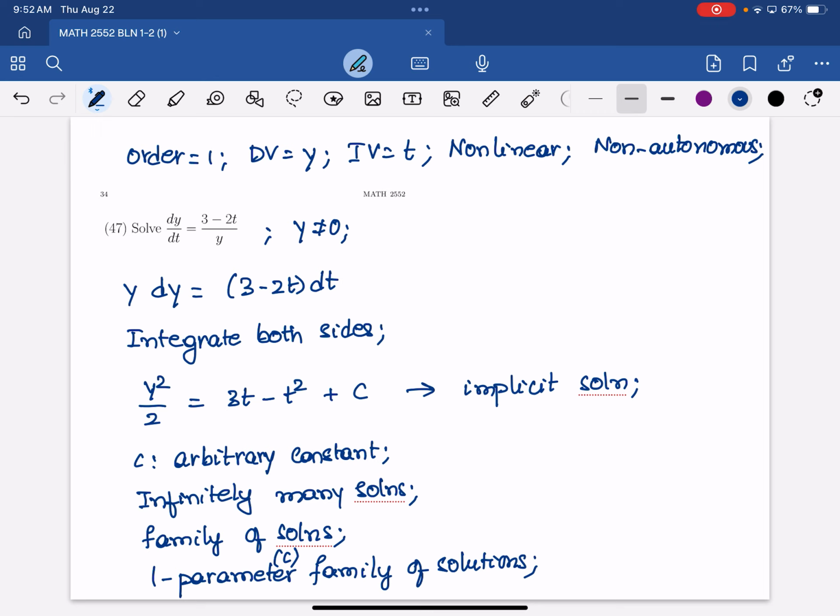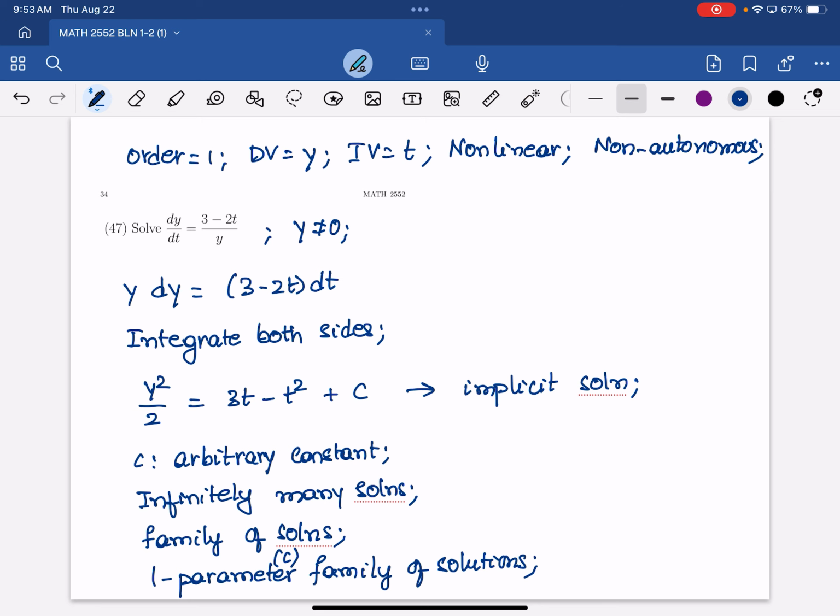Why is it implicit? Because I did not isolate y by itself here. Now I can multiply both sides by 2 and apply the square root and then make it explicit, but I'm not doing all that. I'm leaving it in a very nice, elegant form. It is in terms of y squared over 2, and that's why it's an implicit solution. Clear? Are you all good? Are you comfortable? Is this the way you have seen it before?